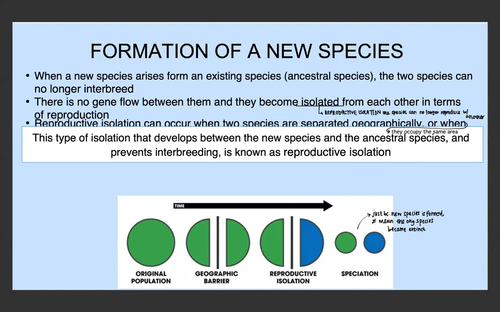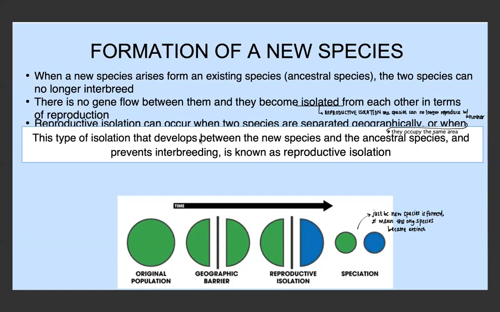For reproductive isolation, obviously it's pretty self-explanatory. It is basically just that one species can no longer reproduce with another species. So this new species can no longer reproduce with this ancestral species. Reproductive isolation can occur when two species are separated geographically, so separated by something like water, land, mountains, etc., or even if they occupy the same area. And we're going to look at those two different types of speciation and how they both result in reproductive isolation.